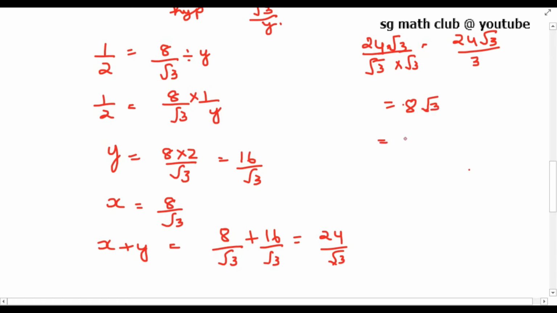And we know the value of root 3 is 1.732. So it is equal to 13.856 meter. So height of the tree is 13.856 meter.